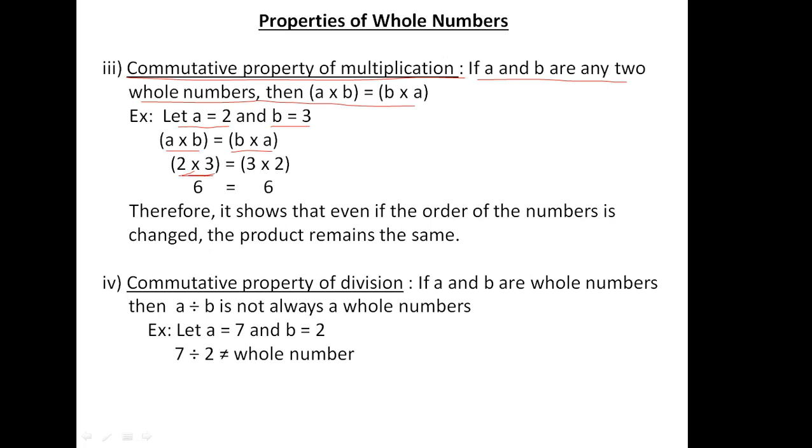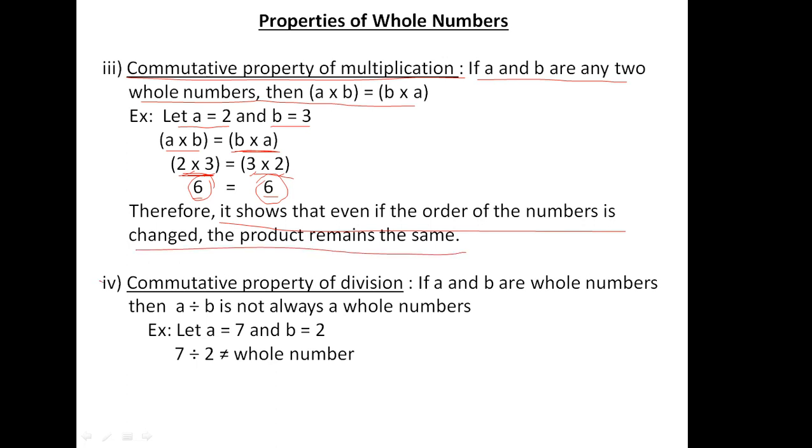When we solve this LHS part, 2 into 3 it will come 6. Now right hand side, that is B into A. Now value of B is 3, value of A is 2. When we multiply 2 into 3, it will come 6. Now LHS 6, RHS 6. Here this shows that even if the order of the numbers is changed, the product remains the same.